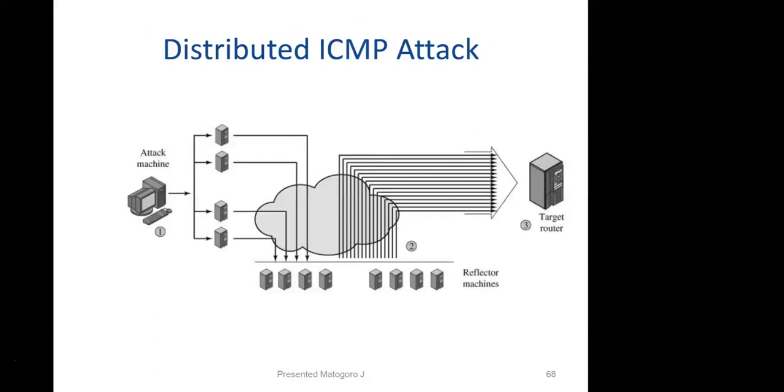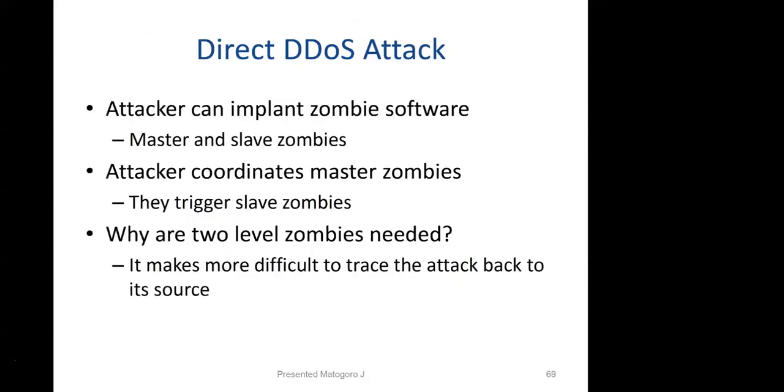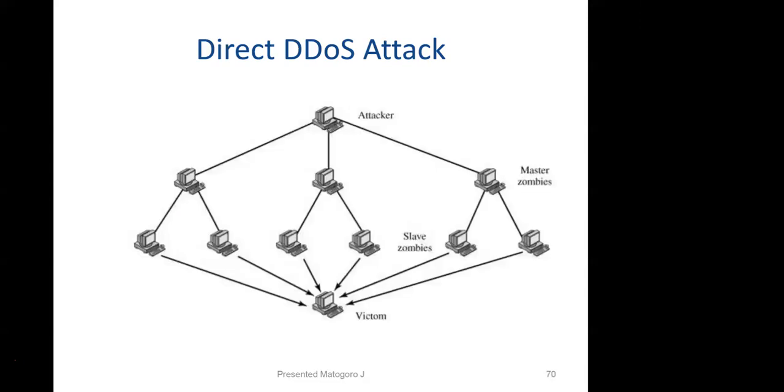Okay, distributed ICMP attack, okay, good. A direct distributed denial of service attack can implement zombie software like master and slave zombies. Then the attacker coordinates the master zombies. They trigger slave zombies, while a two-level zombie setup is needed to make it more difficult to trace the attack back to its source. You can see you have master and slave zombies, and then when the master is activated, it automatically activates the slaves. Yeah. So this is a pictorial representation of a distributed denial of service attack.